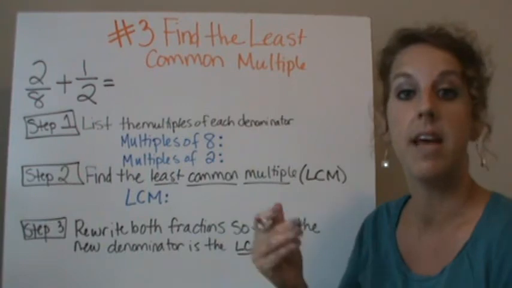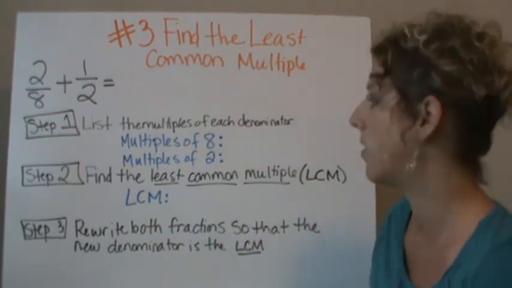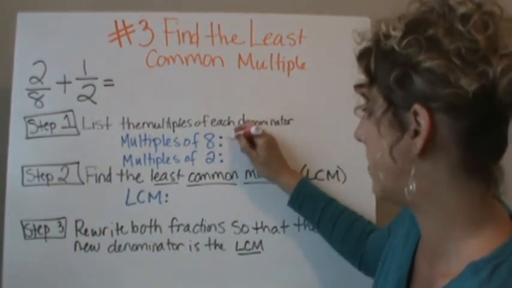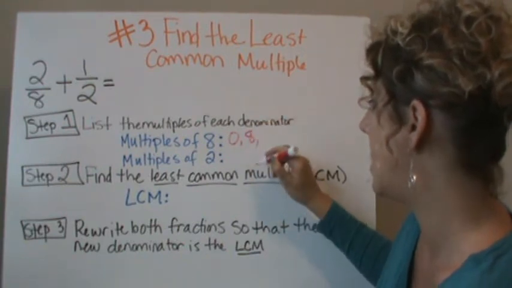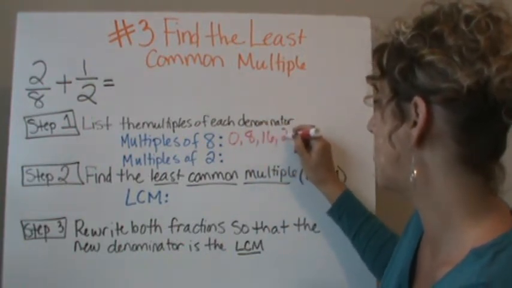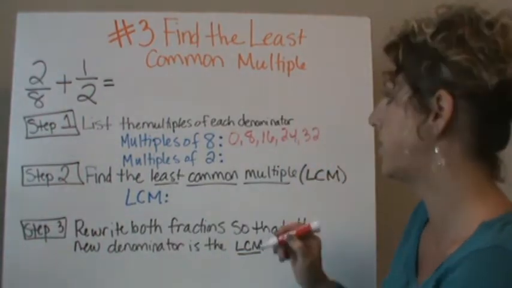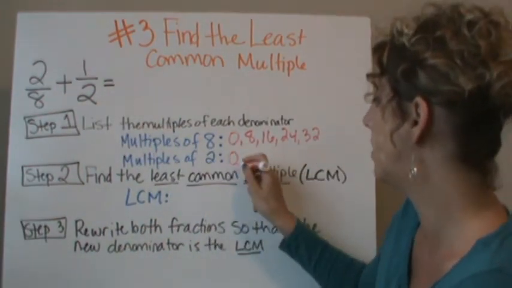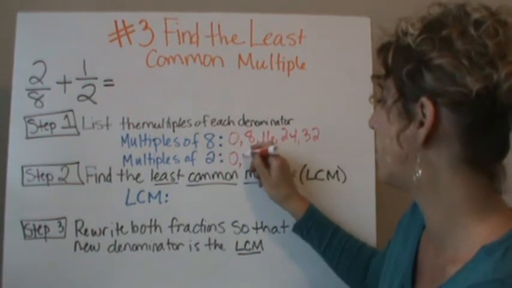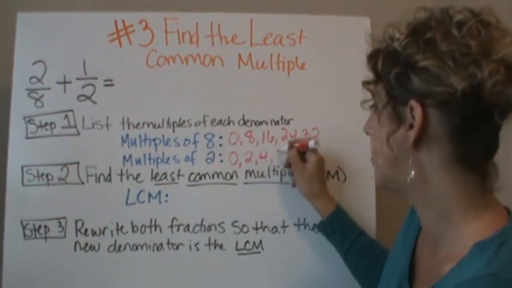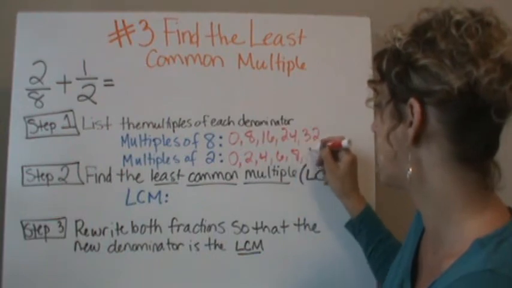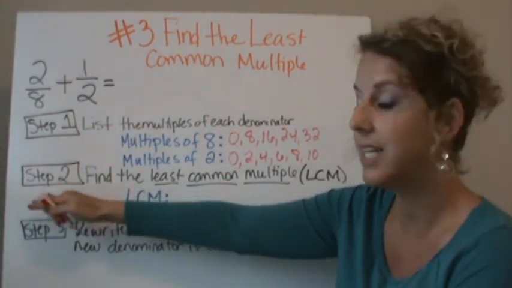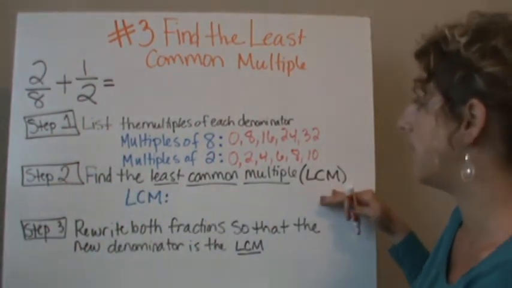Multiples are basically just 8 times 0, 8 times 1, the answer is kind of like skip counting. So the multiples of this first denominator, 8: 8 times 0 is 0, 8 times 1 is 8, 8 times 2 is 16, 24, 32. We'll stop there. Then the multiples of the next denominator, multiples of 2: 2 times 0 is 0, 2 times 1, 2 times 2, 2 times 3, 2 times 4, 2 times 5. We'll stop there.